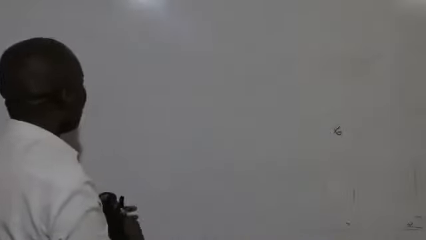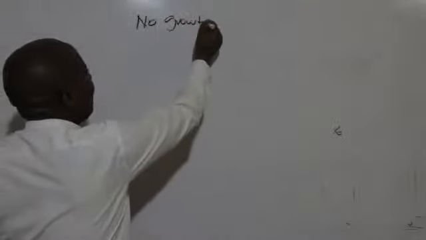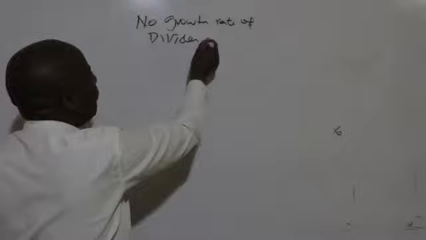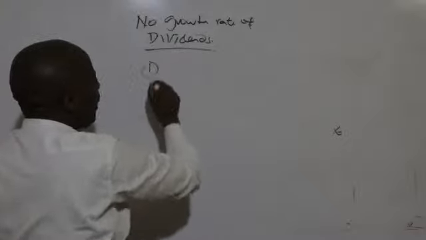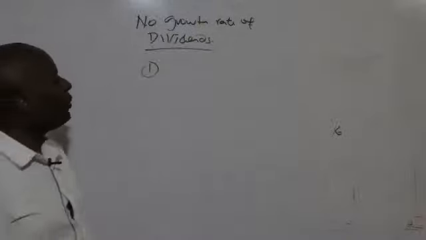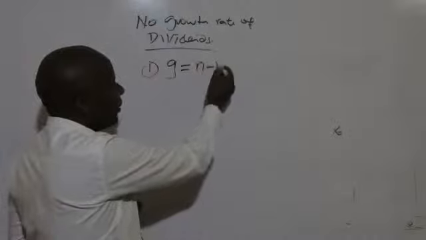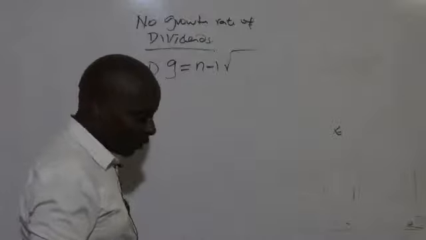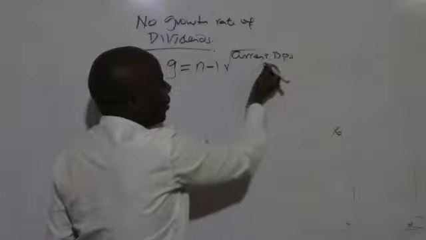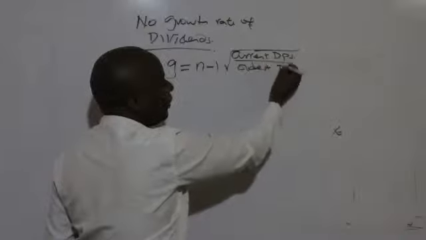So if growth rate of dividends is not given, there are 2 ways that we could use to get the growth rate. One of the ways, I want to believe you still remember this, is that our G will be equal to n minus 1 into the current DPS, all over the oldest DPS.